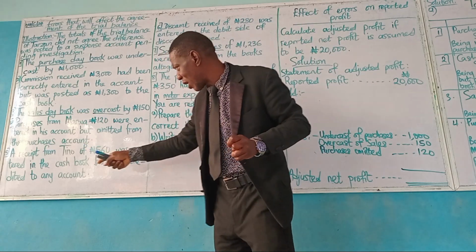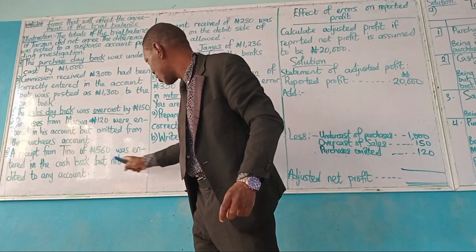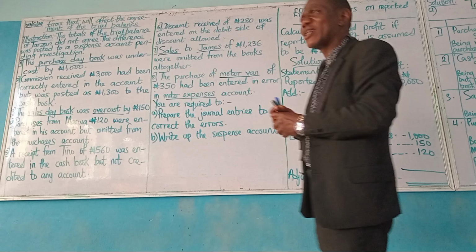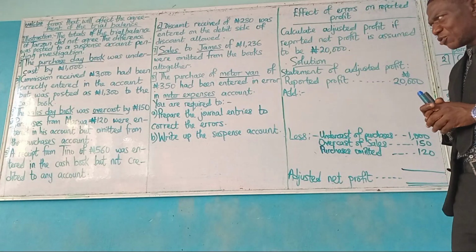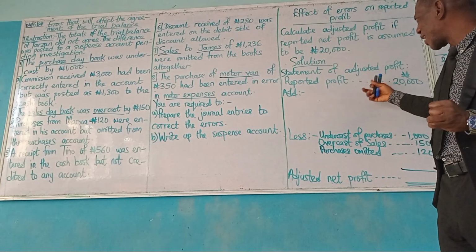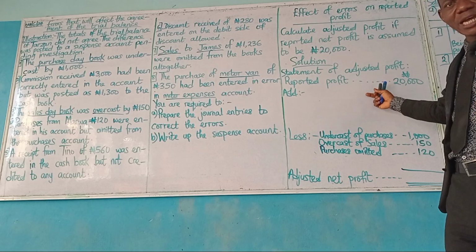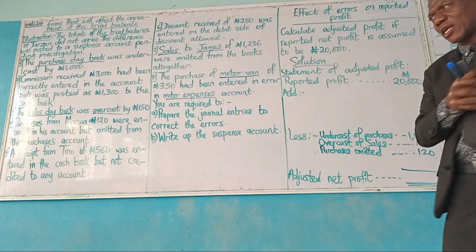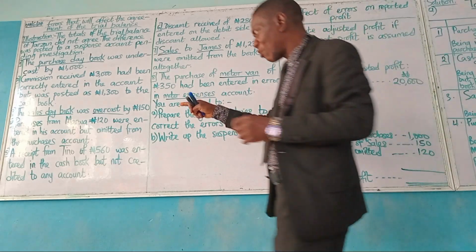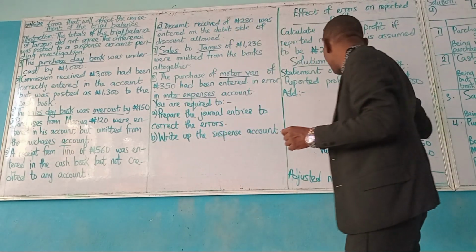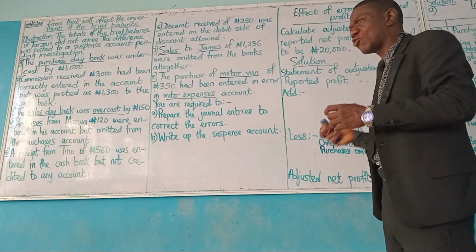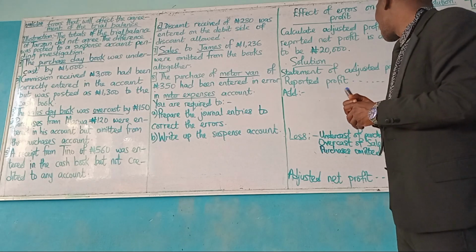Let's consider the second account that is affected. Was not credited to any account. It was supposed to be credited to Tino's account, but Tino also is not an item that will appear in the trading account. It's not an item that will appear in the profit and loss account. So this error number 5 will not affect the trading account, will not affect the profit and loss account. So it's not going to be included in this statement of adjusted profit.